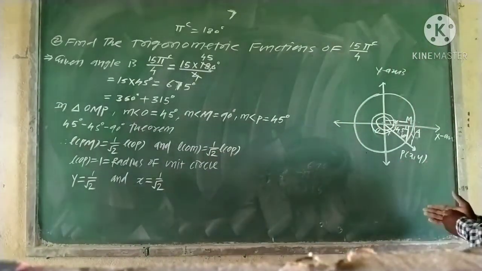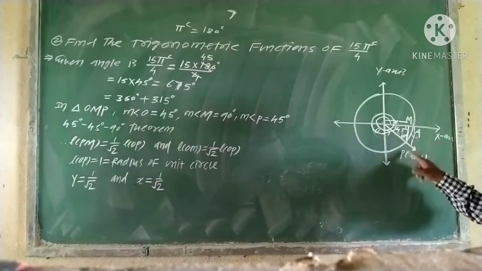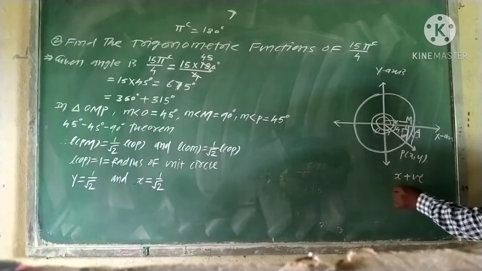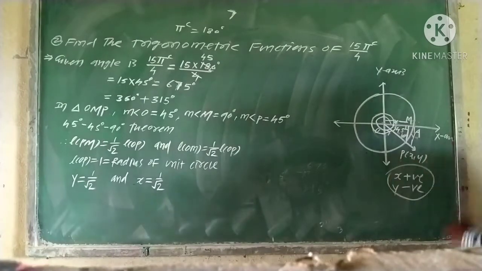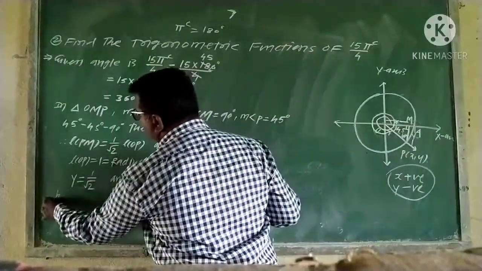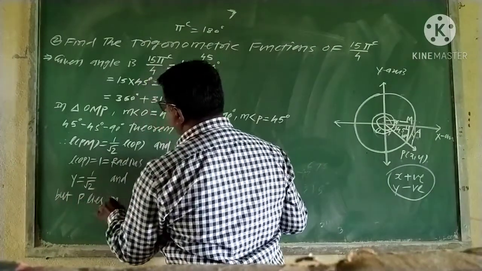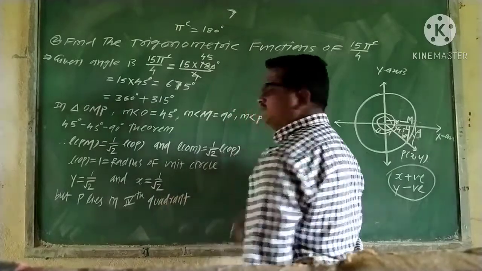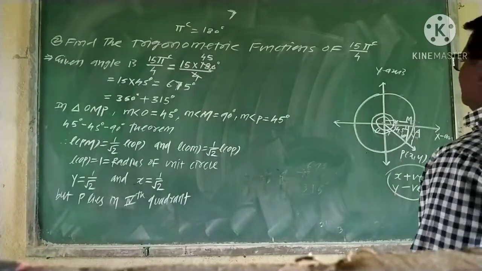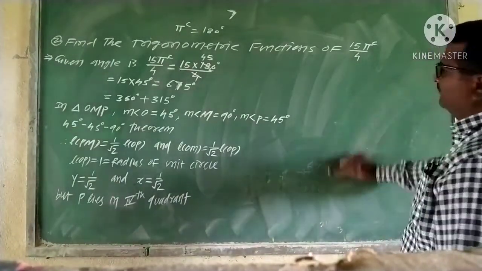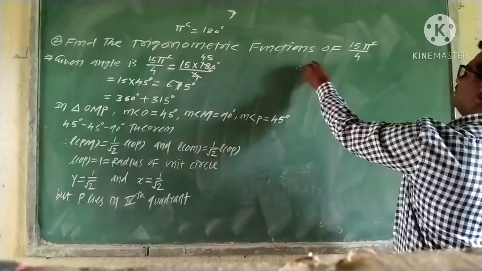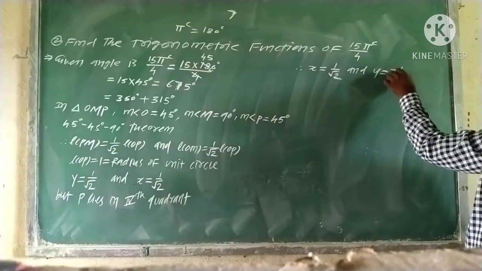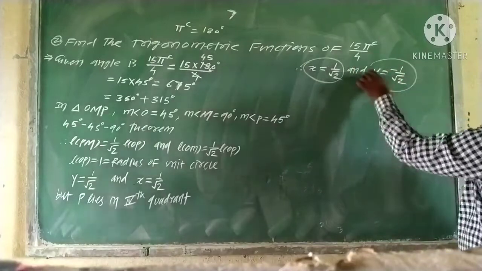Now let's see in this figure. The point P lies in the fourth quadrant, and we know that in the fourth quadrant x has a positive value and y has a negative value. So x equals 1 upon square root 2 and y equals minus 1 upon square root 2. These are the values of x and y.